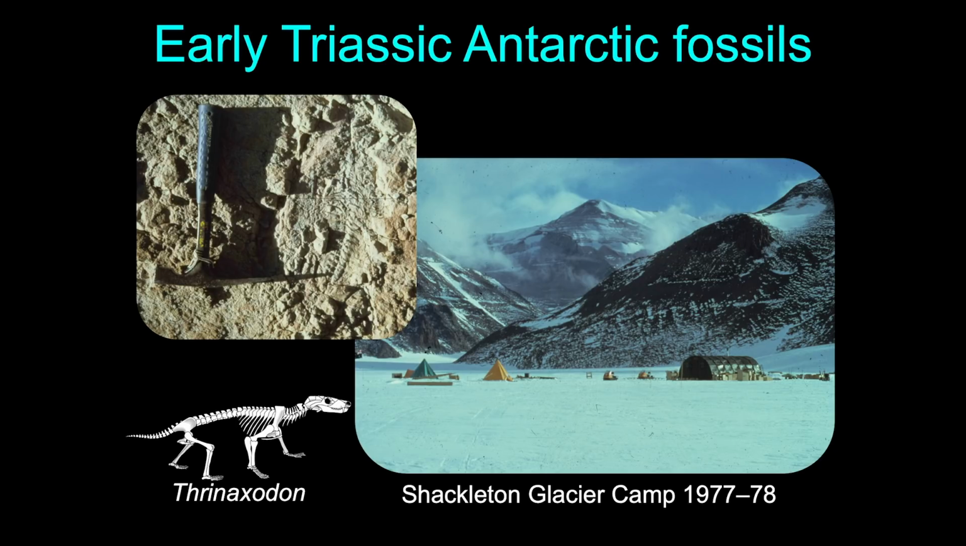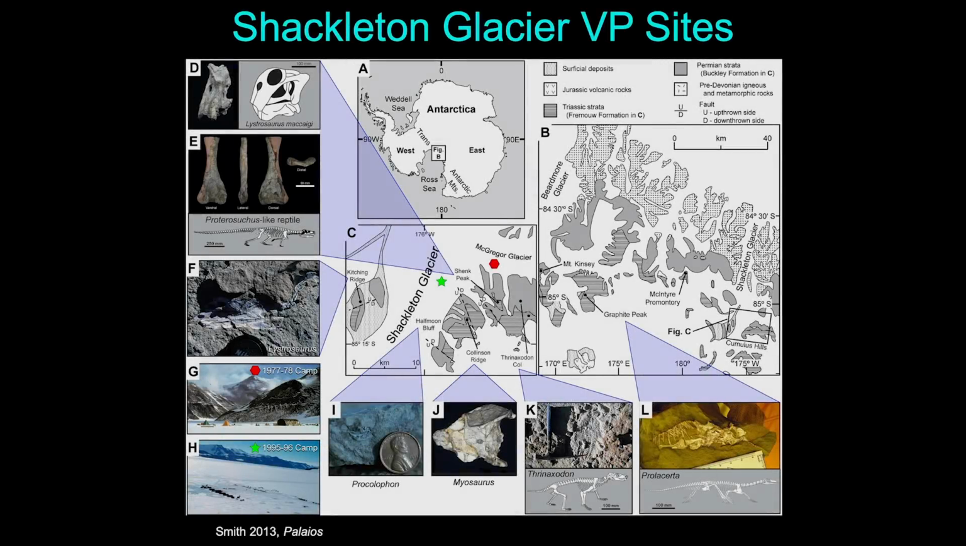That includes the mammal-like reptile Thrinaxodon, some really amazing specimens found from the Shackleton Glacier expeditions in the 70s. That particular region, the Cumulus Hills and surrounding area in the Shackleton Glacier, proved to be really rich for vertebrate fossils. A lot of other similarities to the South African Karoo animals, like Prolacerta, animals like Procolophon, right, and multiple localities throughout this region.